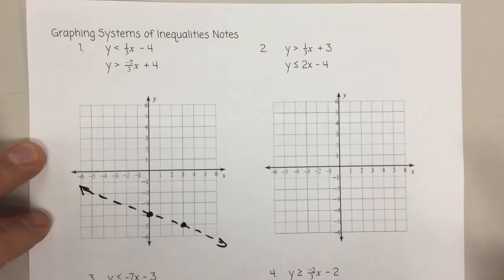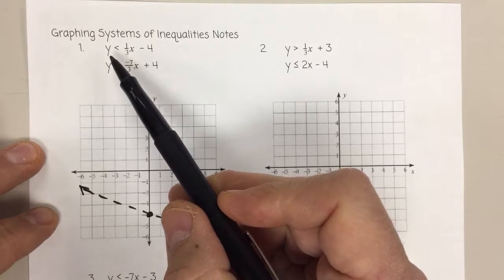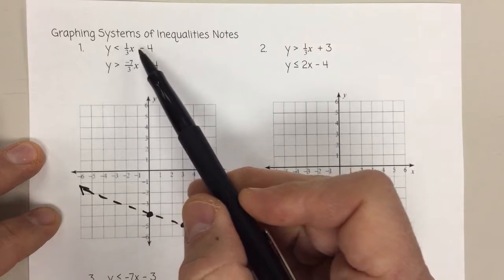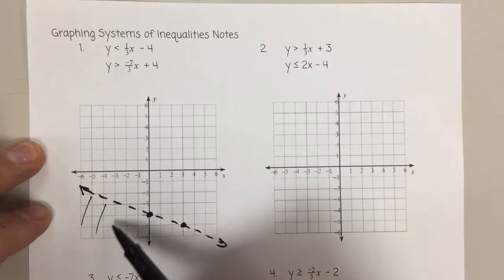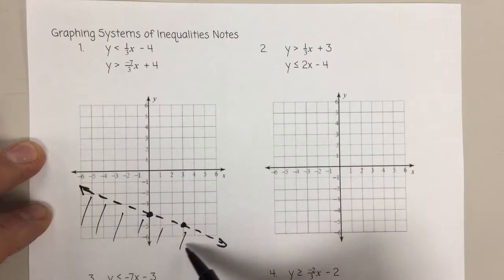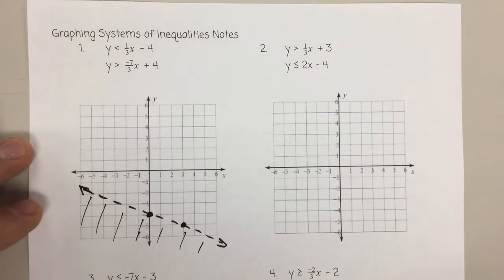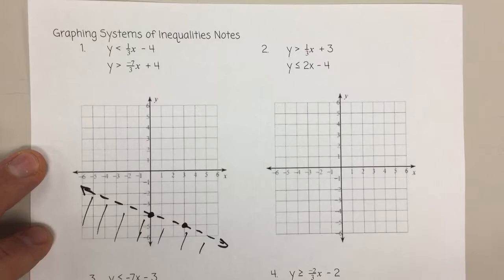Then, of course, there's shading. So I look at the inequality. It's y is less than the line. So I would shade this one below the line. So I really lightly shade below the line. Very lightly. Don't do it very dark. I'll show you why in a second.